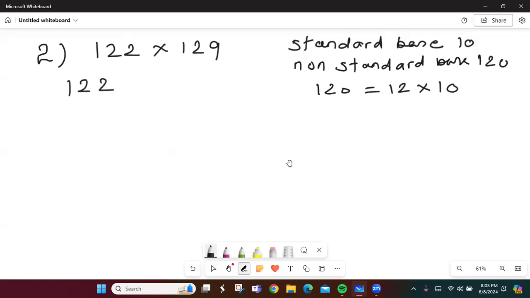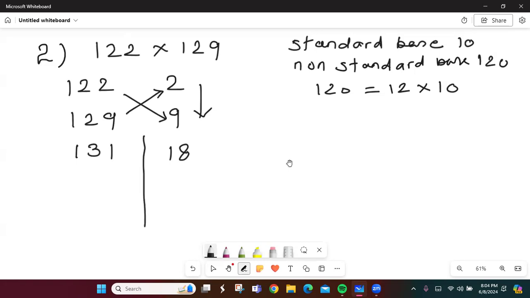So 122 and 129. Now, since the non-standard base is taken as 120, 122 is 2 above the non-standard base, and 129 is 9 above the non-standard base. So multiply 9 into 2, 18. And if I cross add 122 plus 9 or 129 plus 2, both will give me 131.